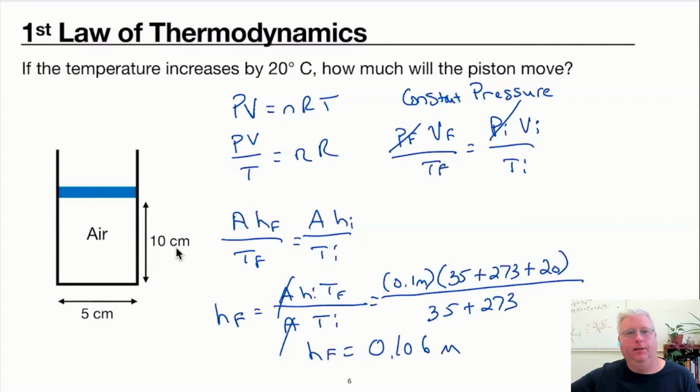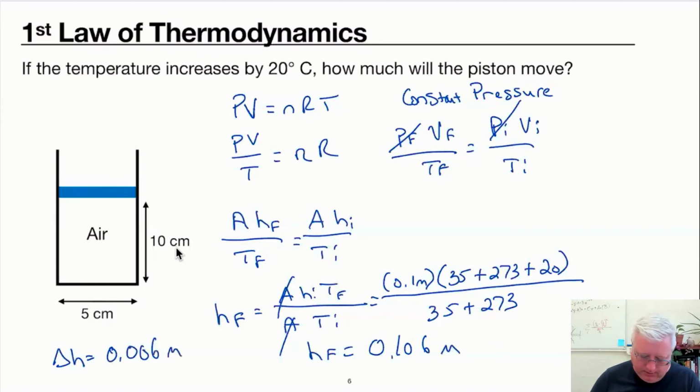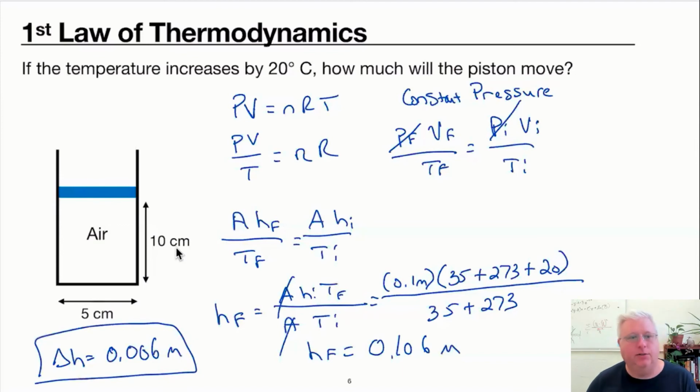Okay. That's not what the question asked for, though. It said, how much will the piston move? So it was initially at 0.1 meter, right? It went from 0.1 meter to 0.106 meters. So this is not the change in height. The change in height is actually going to be 0.006 meters. That's what the question's asking.